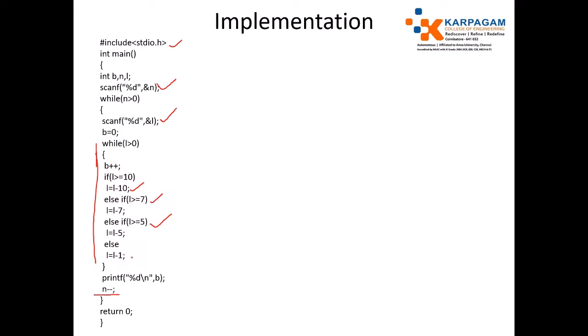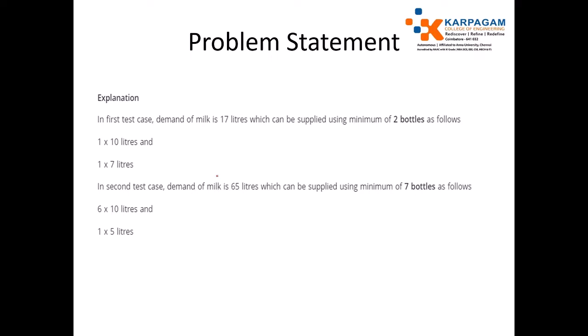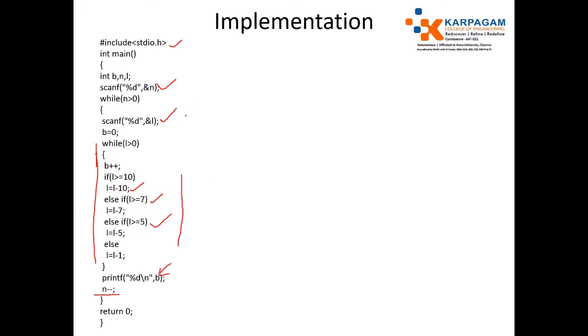That is, order is important. In descending order only we have to use them, because we are aiming to find the minimum number of bottles required to fulfill the requirements. So start from descending order, that is 10, 7, 5, 1. When L reaches 0, it will come out of the loop and print the minimum number of bottles needed. For the first example, 17 liters, just set L equal to 17.